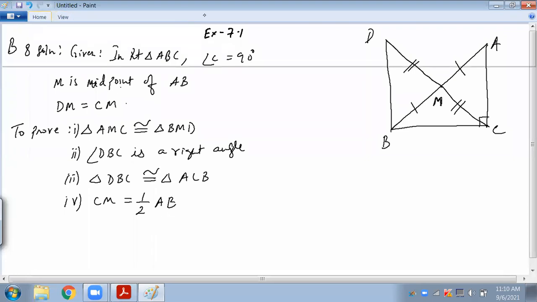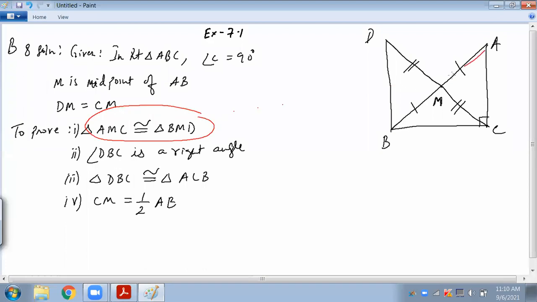Okay, first, what are you going to show? Triangle AMC, we have to show this. Triangle AMC is this, marking by red. And triangle BMD I'm marking by green. You have to show these two triangles congruent, and to show that, we need 3 parts of one triangle equal to 3 parts of another. Now in these two triangles, what do you have? We have already AM equal to BM, since M is the midpoint of AB.